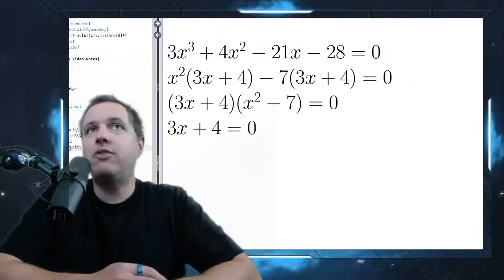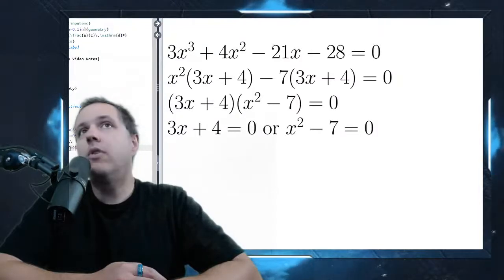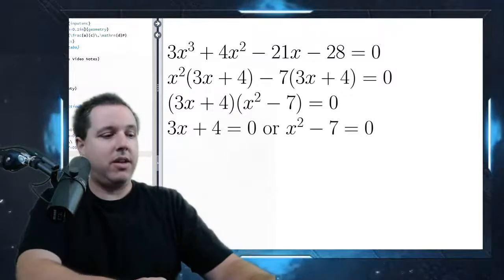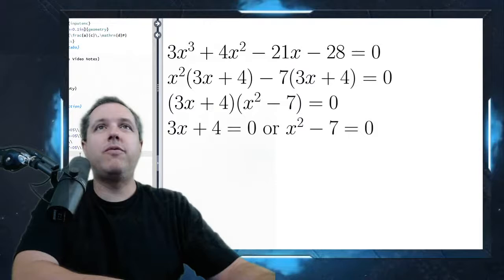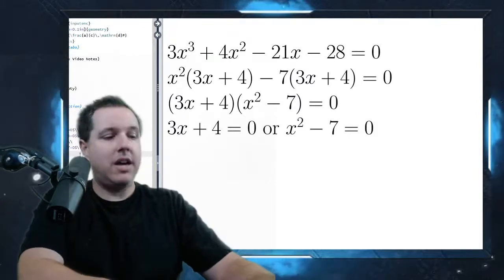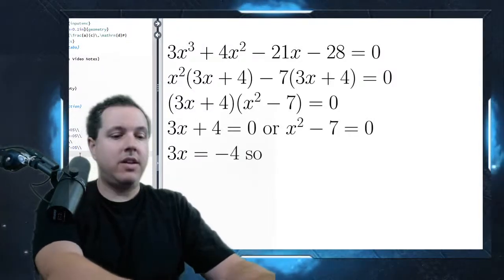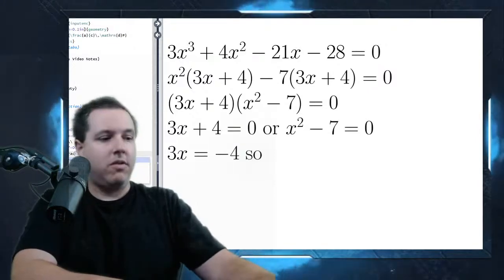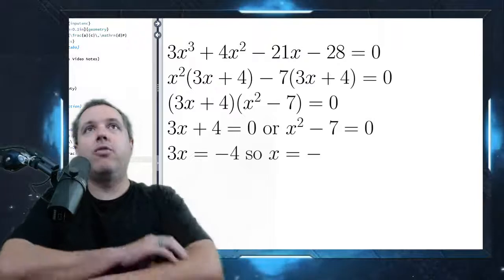You set each factor equal to 0. And then we solve these. So the first one's not too bad. That's going to be, what, 3x equals negative 4. If I subtract 4 from both sides, then dividing by 3, I get that x equals negative the fraction 4/3. So one of our answers is negative 4/3.